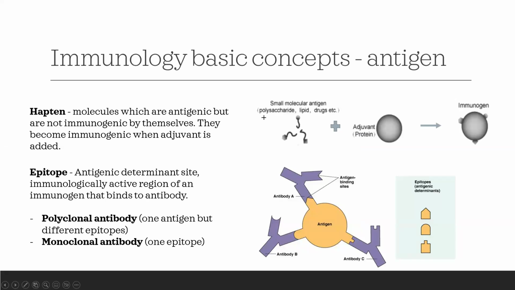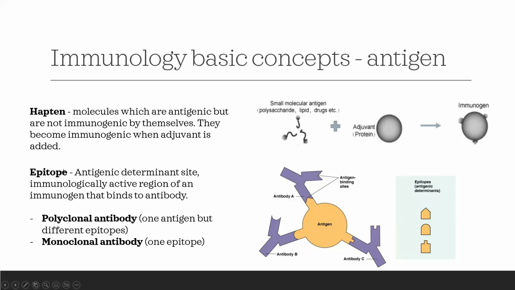So hapten is small molecules, small molecular antigens, such as some lipids or drugs or polysaccharides, that's not able to induce the immunological response by itself. So what we can do is to add an adjuvant to it. It's usually a large protein, and to make the hapten immunogenic. So it's able to induce the immune response.